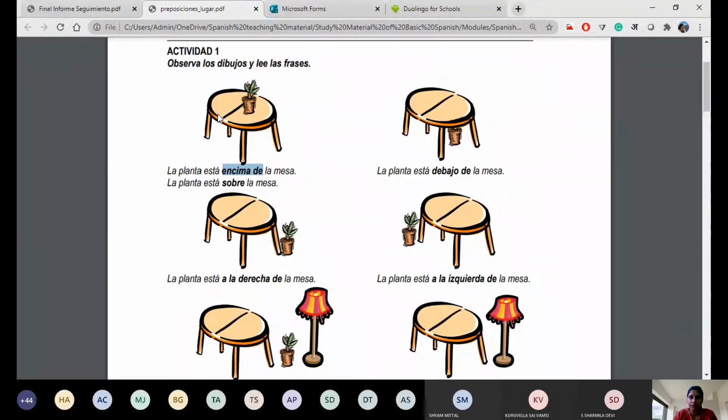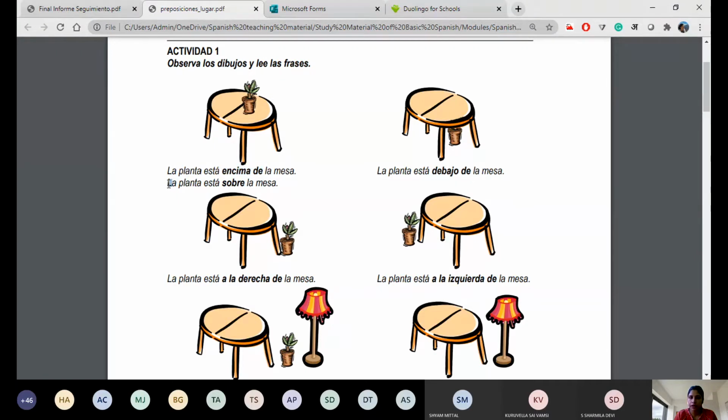So encima de has to come together. You can't separate them. In English also we have prepositions which are together sometimes, and only then can you understand the meaning, like break up, break down, put on, put off. You have to use them together to understand the meaning. Likewise, you will find in Spanish also that they come together. So encima de, on top of the table.